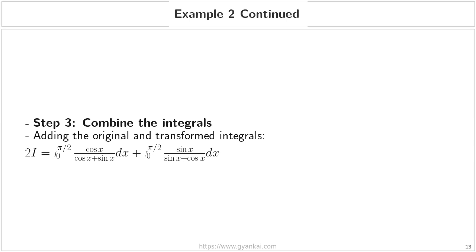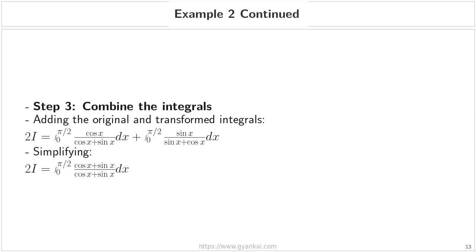When we add these together, we get 2 times I equals the integral from 0 to pi over 2 of cosine x divided by cosine x plus sine x dx, plus the integral from 0 to pi over 2 of sine x divided by cosine x plus sine x dx. Notice what happens when we combine the fractions under the integral sign. The denominators are the same, so we can simply add the numerators. This gives us 2 times I equals the integral from 0 to pi over 2 of cosine x plus sine x, divided by cosine x plus sine x dx. Essentially, the terms cosine x plus sine x in the numerator and denominator cancel each other out, which is exactly what we were hoping for.